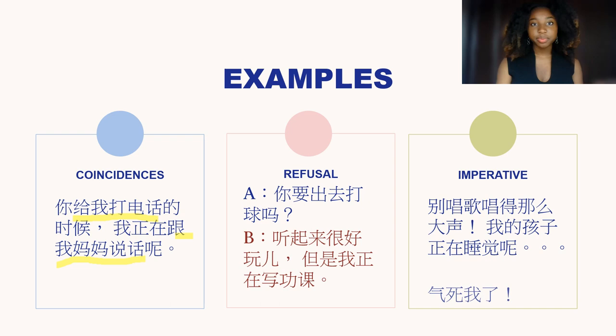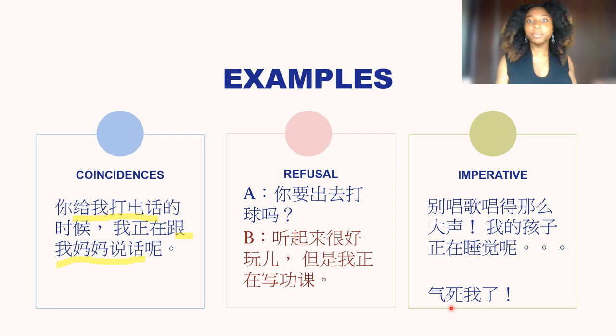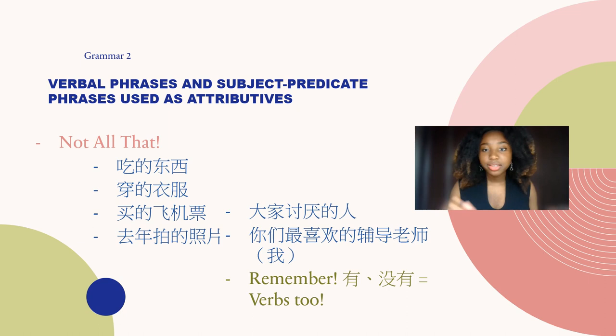哦，气死我了。We love this. 气死我了. You remember 生气, angry. You also had 死 as an indicator of extremity, right? So 气死我了 means you've angered me so much, you make me so mad. 气死我了 is a very commonly used expression. Okay, and the second one that we have is verbal phrases and subject-predicate phrases used as attributives.